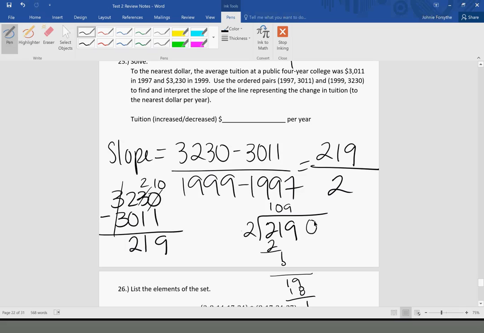We have a remainder, but let's get what the decimal value would be so we can round this to the nearest dollar. So if we add a 0, 2 goes into 10 5 times. If we go back and multiply, we will have a 0 remainder. So the answer, 219 divided by 2, is 109.5. But since we want to round this to the nearest dollar, that's going to round up to 110. So the tuition increased by $110 per year.